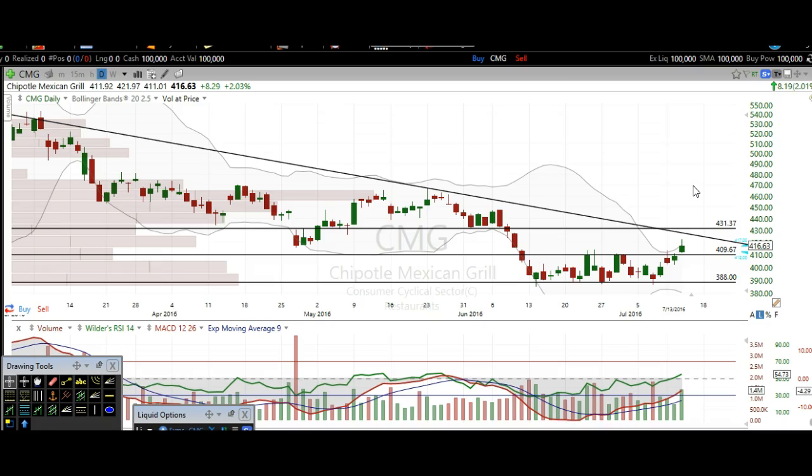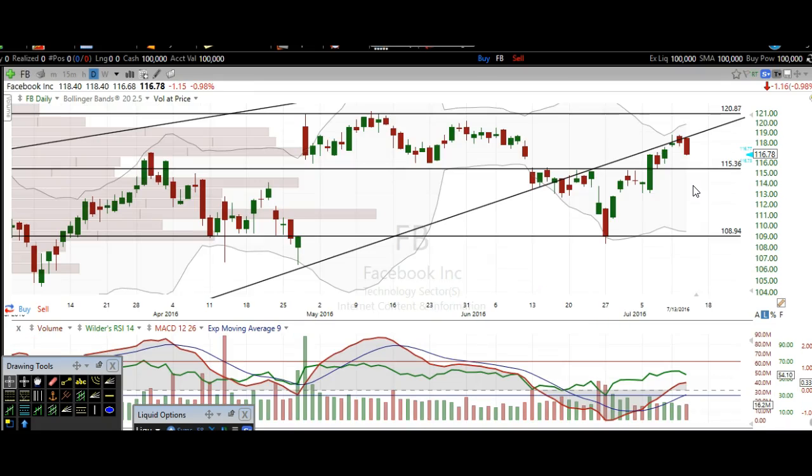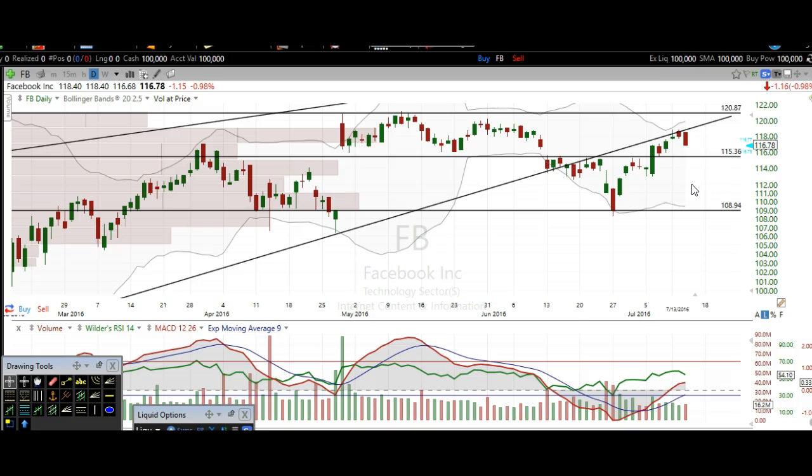Next, I want to cover Facebook. And Facebook right here, this line right here, and I'm going to get to what this line is and why it's important. And we've got a retest of the underside of this line. So I do think that Facebook may have some trouble moving higher from here.